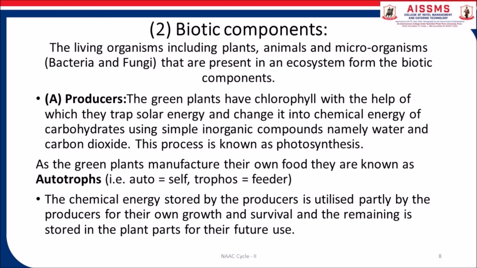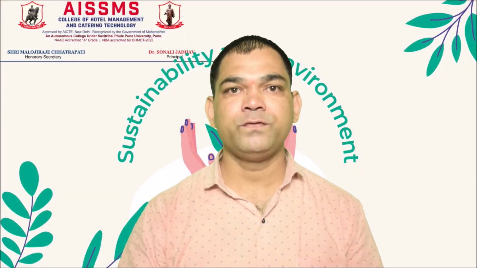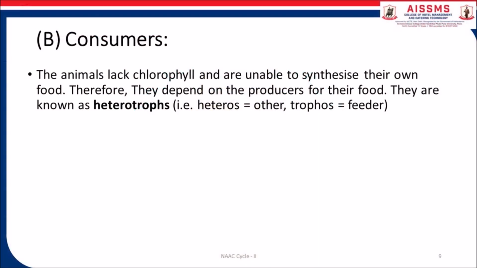The chemical energy stored by the producer is utilized partly by the producer for their own growth and survival, and the remaining is stored in the plant's parts for their future use. Now we are going to discuss B, that is consumers. The animals are unable to synthesize their own food, therefore they are dependent on the producers for their food. They are known as heterotrophs. Hetero means others, trophs means feeders.